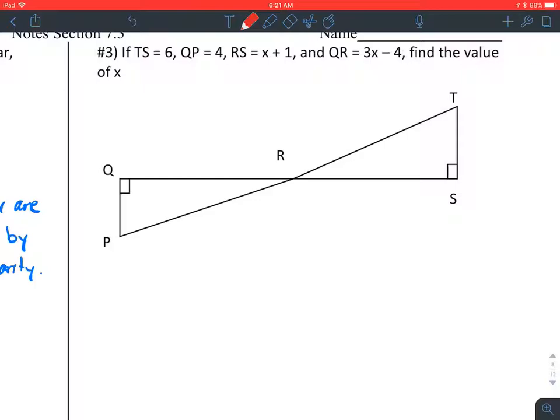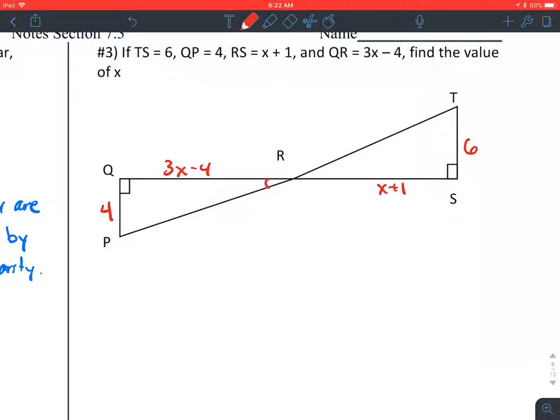If TS is 6, QP is 4, RS is x plus 1, and RQ is 3x minus 4. Find the value of x. We got to first determine how these little fellows are similar.